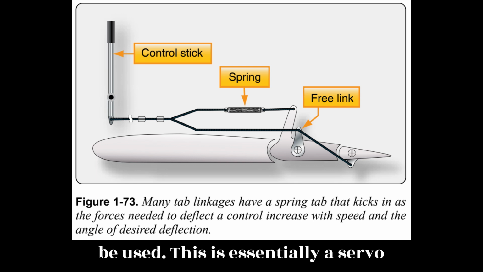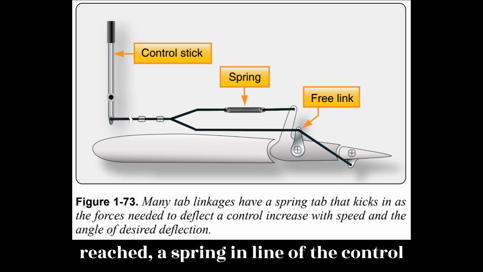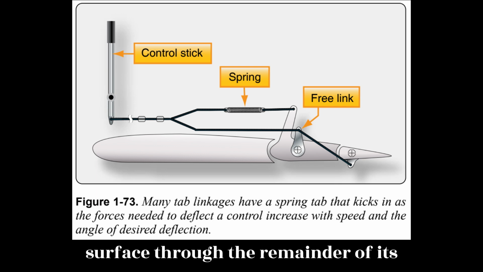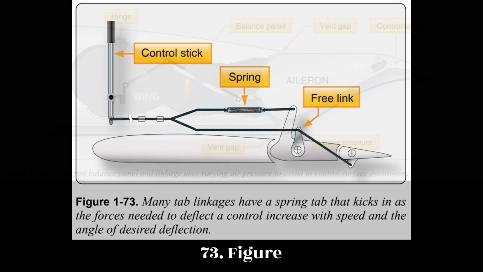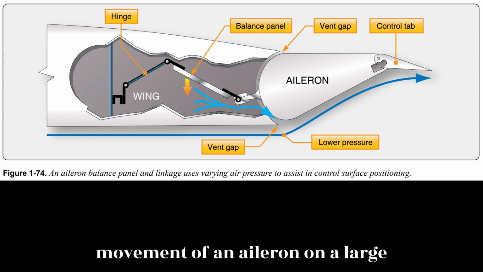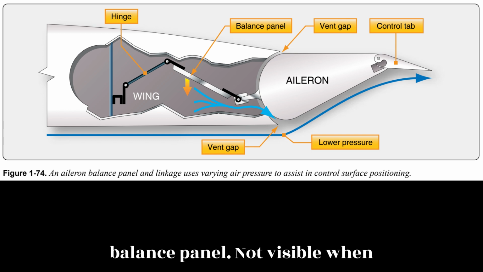This is essentially a servo tab that does not activate until an effort is made to move the control surface beyond a certain point. When reached, a spring in line of the control linkage aids in moving the control surface through the remainder of its travel. Figure 1-73. Figure 1-74 shows another way of assisting the movement of an aileron on a large aircraft. It is called an aileron balance panel.